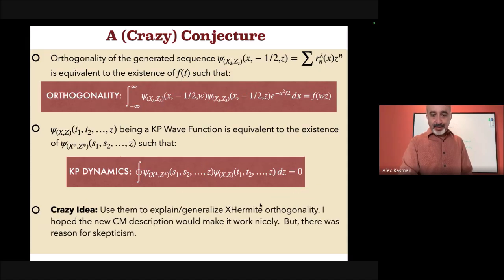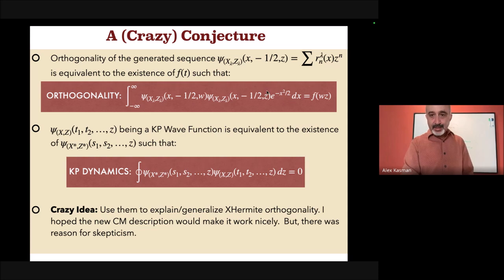But I have to admit, I can see why my co-authors were skeptical. There are a lot of differences between these. This is an integral in x. This is an integral in z. That seems worrisome, but don't forget, these wave functions I'm talking about are bispectral. So you can swap x and z. Okay, so not a big deal.